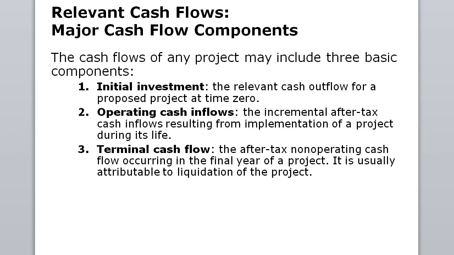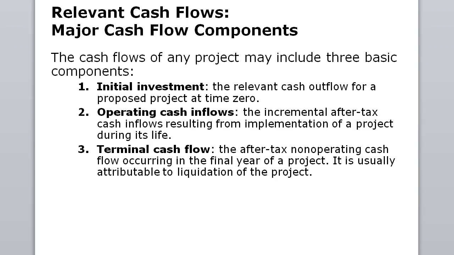Okay. So let's talk about relevant cash flows, major cash flow components. One, we have the initial investment. So this is, say, the cost of buying the new equipment or the cost of buying a new business. We have the operating cash inflows. So this is the incremental after-tax cash inflows resulting from the project. So maybe you're investing to make a second location of your restaurant. The money that second location generates as cash flow is one of the relevant cash flows.